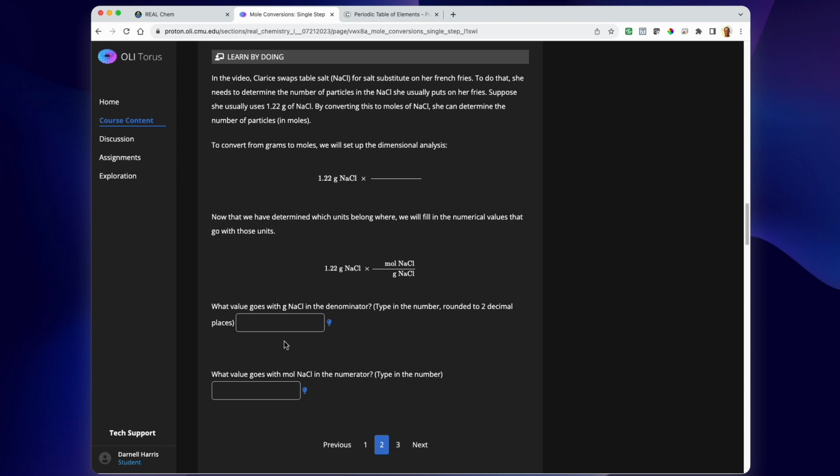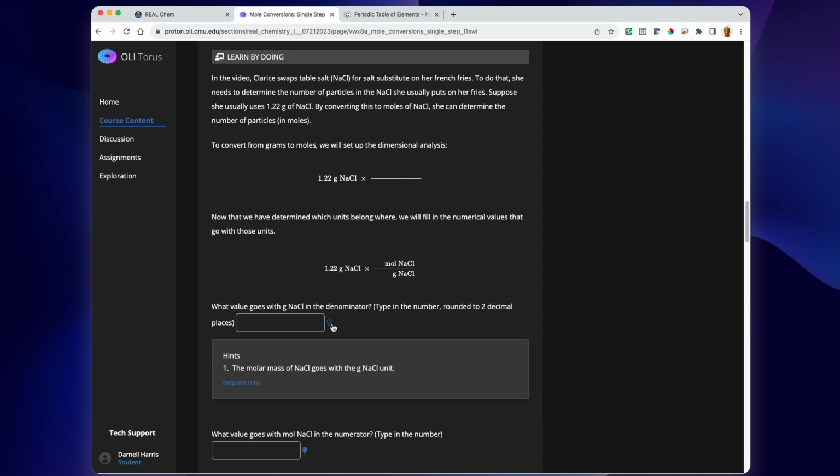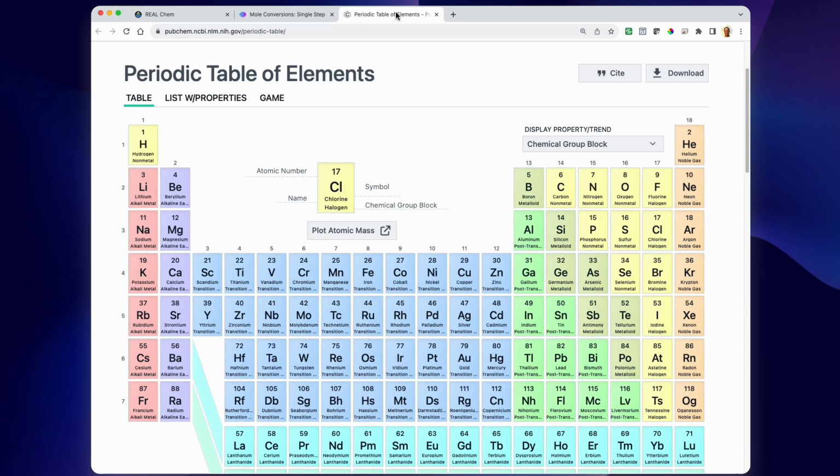I'm not entirely sure what I should do here. I see a hint bubble. Let's pop up a hint. It tells me that the molar mass of sodium chloride goes with the gram sodium chloride unit. I guess I want to put in the molar mass of sodium chloride? I think I need to check the periodic table. I have one open in another tab.